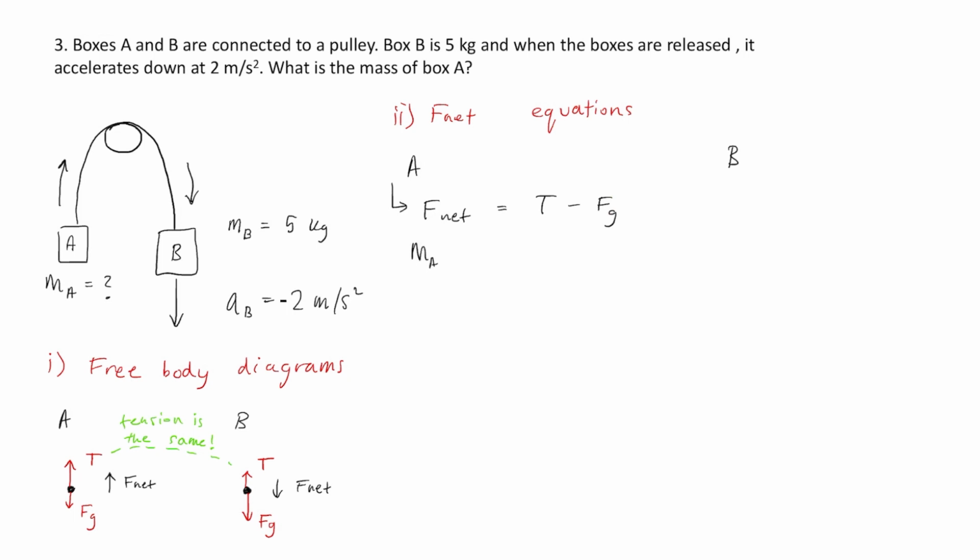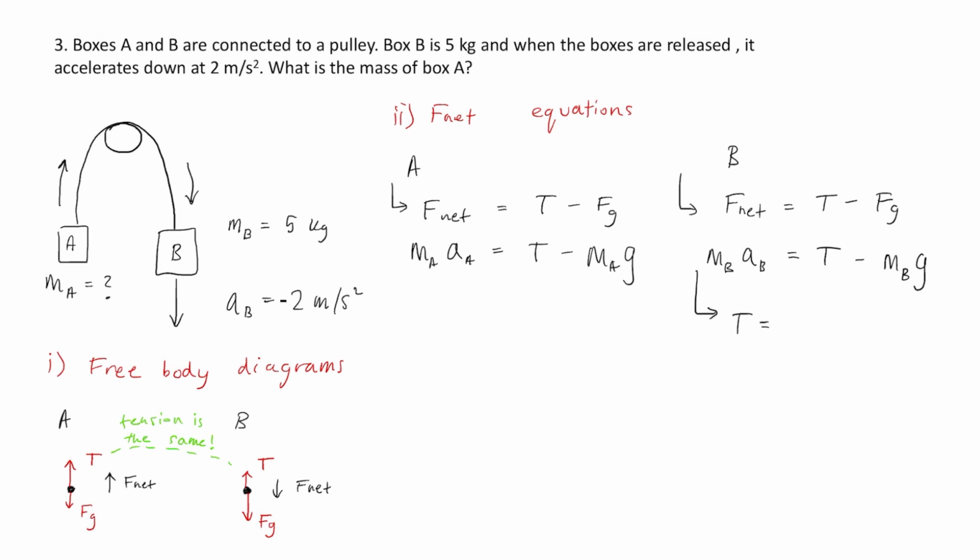Box A will be accelerating, so we can replace Fnet with ma, and we can replace the force of gravity with mg. Now let's look at box B. Here we have Fnet is equal to the tension force minus the force of gravity. Since box B is accelerating, Fnet can be replaced with ma, and of course the force of gravity can be replaced with mg. And now what I'm going to do is isolate for the tension force.